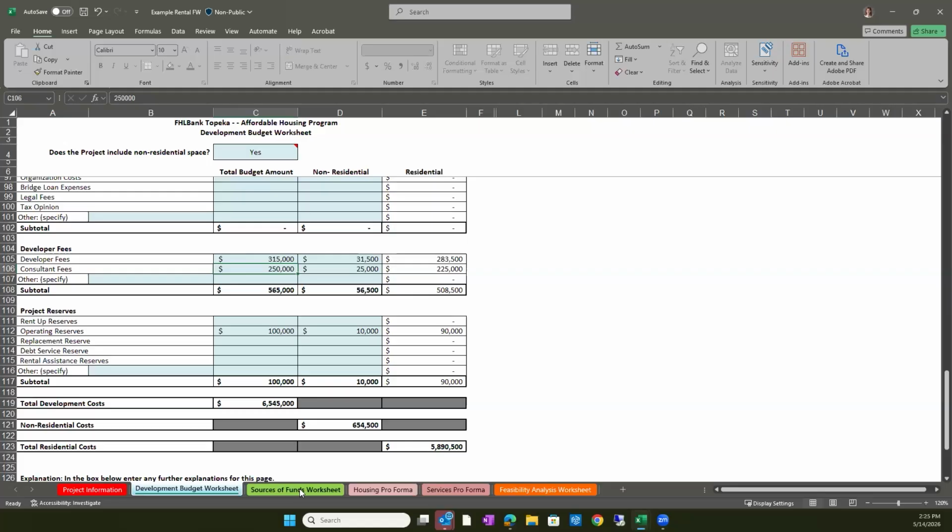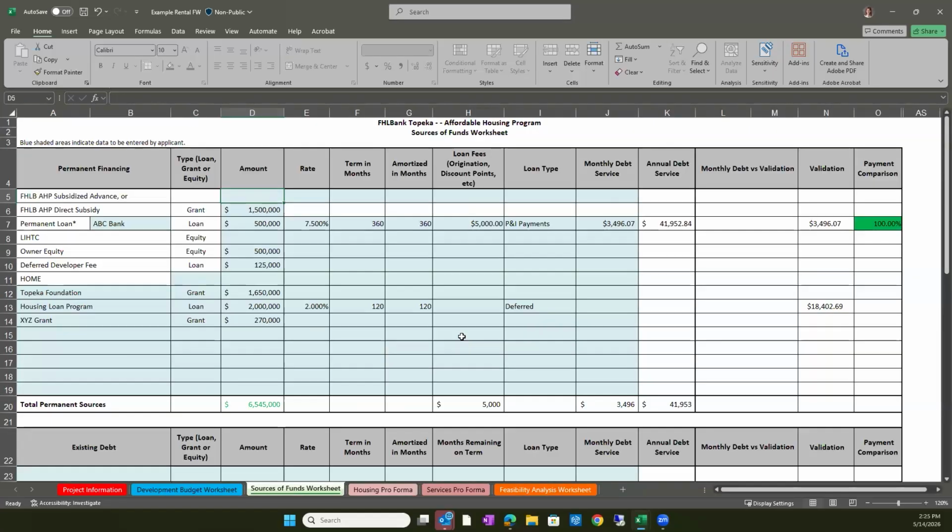So that is where the sources of funds worksheet comes into play. With the sources of funds, there are 3 different sections within the sources of funds tab. There is the permanent financing section, the existing debt, and the construction and interim financing section. These sections are all formatted very similar, requiring a few different pieces of information depending on the type of financing. But we'll start with talking about permanent financing.